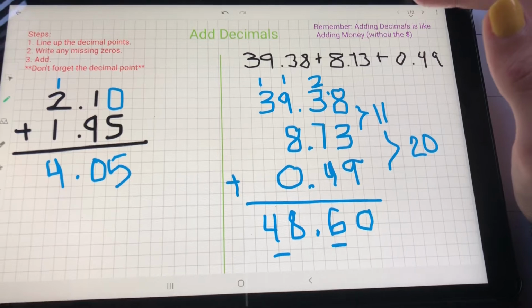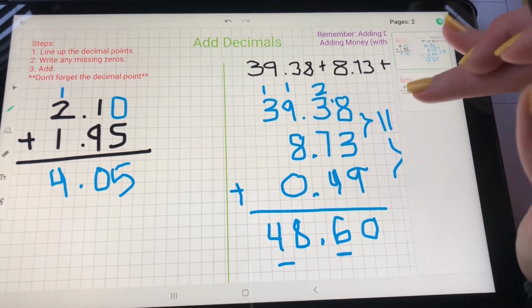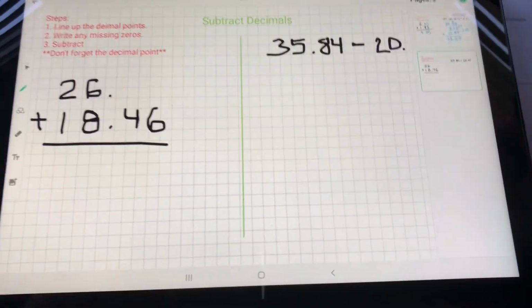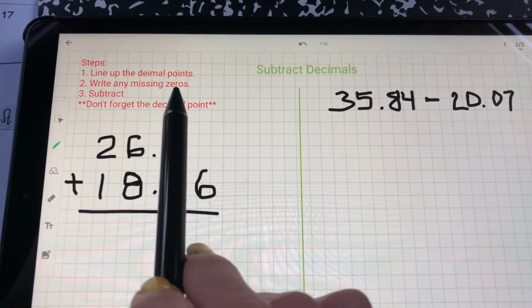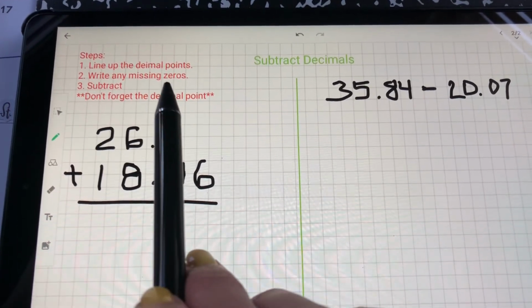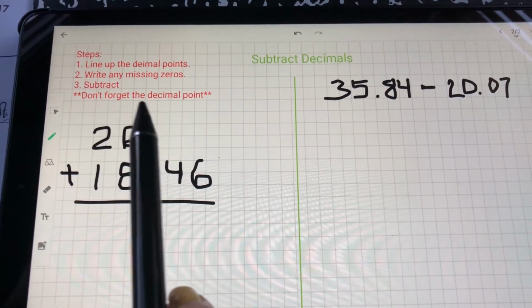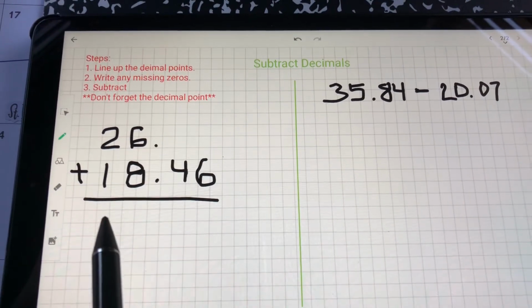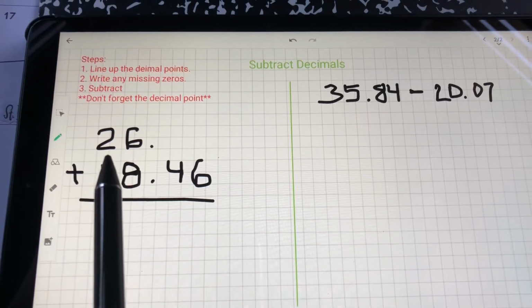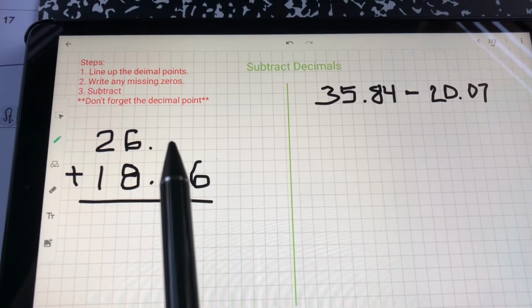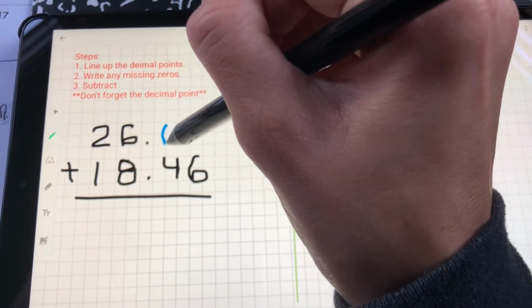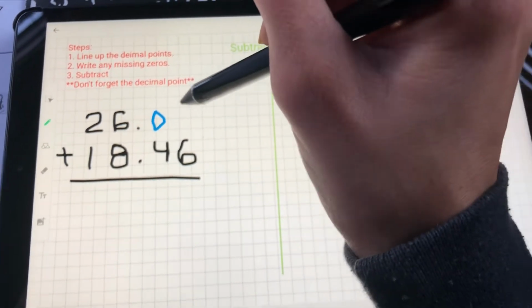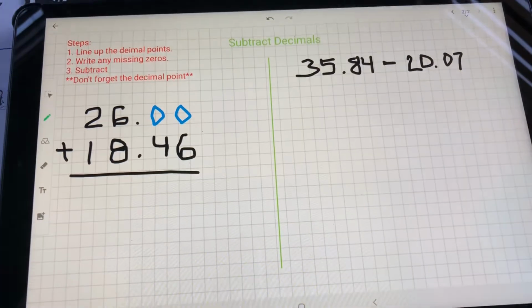Okay, it's pretty easy. Now we're going to go on to subtracting. Okay, the same steps for subtracting. You're going to line up your decimal points. You're going to write any missing zeros and subtract, and make sure you don't forget the decimal point. So they already have it lined up for us. So what do we need to do? We need to write the missing zeros. So we have 36, we need a 0 in the tenths place and a 0 in the hundredths place.